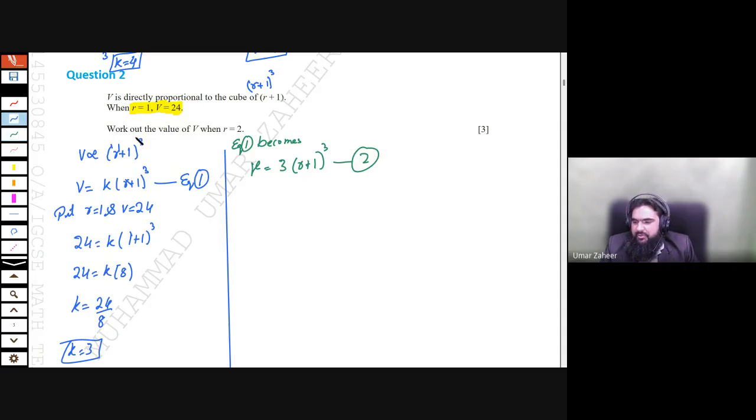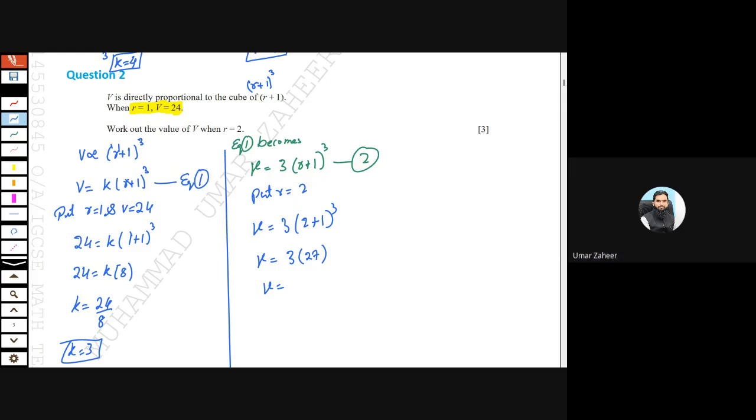He says, work out the value of v when r is equal to 2. So we have the value of r, we need to find the value of v. So we substitute r is equal to 2. It will be 3 into 2 plus 1 whole power 3. So 3 cube is 27, and it will be 81. Yes, everyone. Any question till here? No, sir.